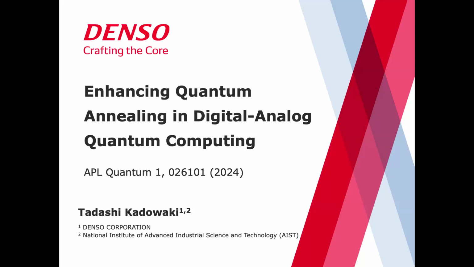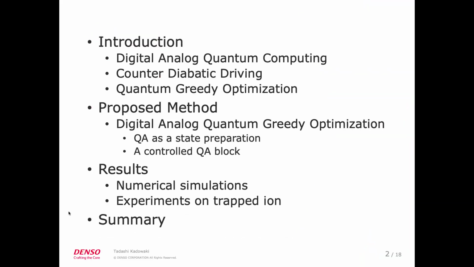Initially, I thought I would talk about AI and quantum computing for science and engineering, but I want to add another topic. So in the first part, I will talk about enhancing quantum annealing in digital analog quantum computing. And after that, I will talk about AI. It's a kind of variation of digital analog quantum computing, but a little bit different from Michel's approach. So I will first introduce digital analog quantum computing.